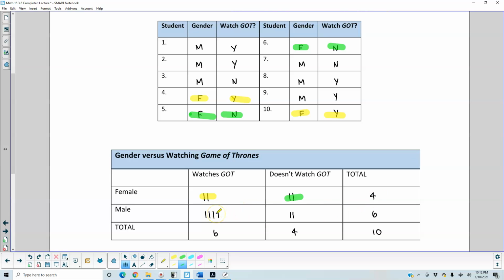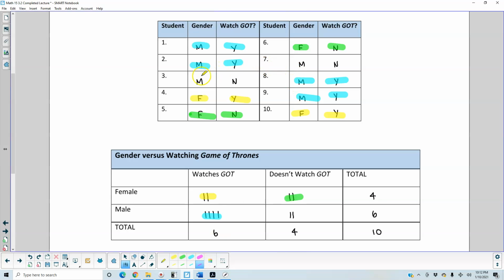Okay, now for males, how many males watch Game of Thrones that said yes? So let's take a look at the males. So there's 1, there's 2, there's 3, and there's 4. So there's 4 that are tallied there.